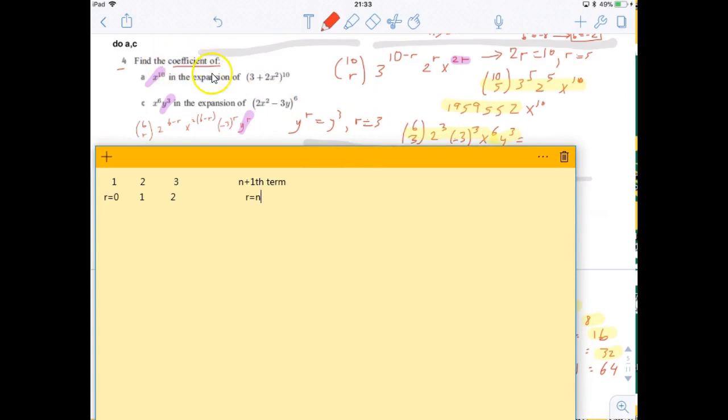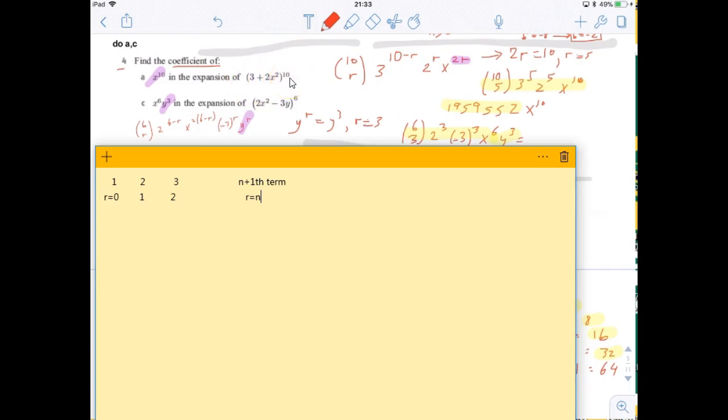Number 4 says, find the coefficient of x to the 10th in the expansion of (3 + 2x²) to the 10th. Okay, so first thing we're going to do is write out the general term. The general term is n choose r times a to the n minus r times b to the r. But in our case, we know some information.